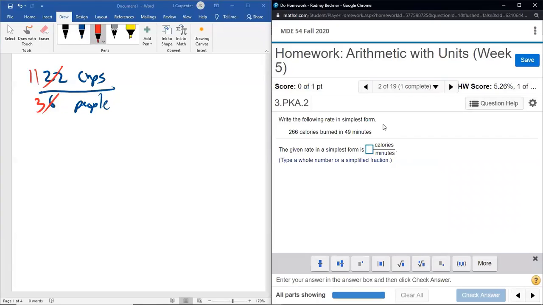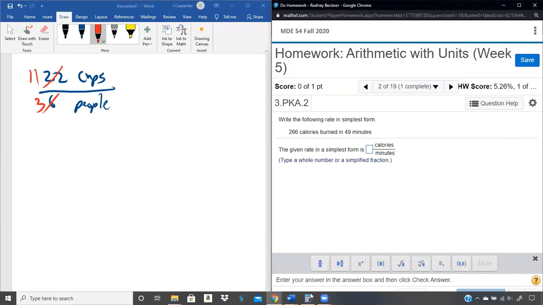Now this is generalizing for probably someone in the 150 to 200 pound range. If you are heavier than that, you're going to burn more calories moving the same speed because you have more weight to move, and calories burned is a product of lots of different variables, including your own weight. So a 100-pound person who runs 10 miles an hour may burn 100 calories in 1 mile, but a 300-pound person who runs 10 miles an hour might burn 300 calories in a mile. So write it in simplest form. They say type a whole number or a simplified fraction.